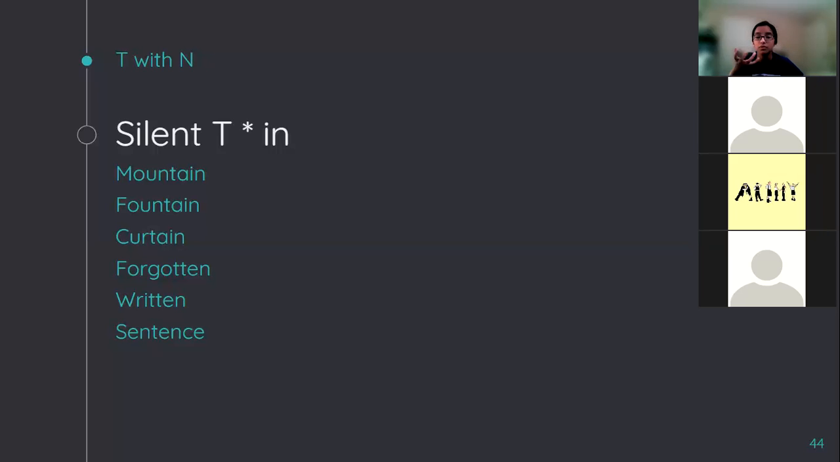The next one is similar to forgotten. It's said as written. Can you guys say that? Written. Yes. The next one is a weird one. You would say this as sentence. The T is not pronounced. It's sentence. Can you guys all say that? Sentence. Yes.